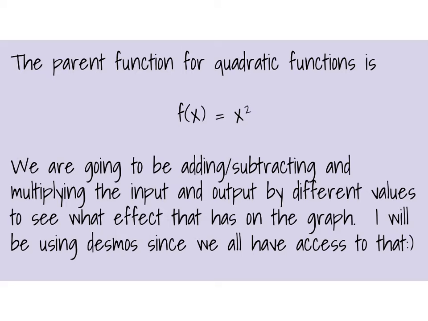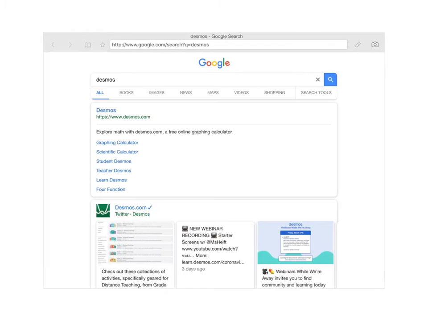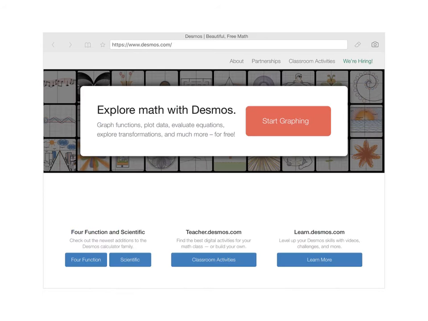All right, so let's add a Desmos page. I'm going to just go again to Desmos, and it's going to search for me. I'm going to click here and start graphing.